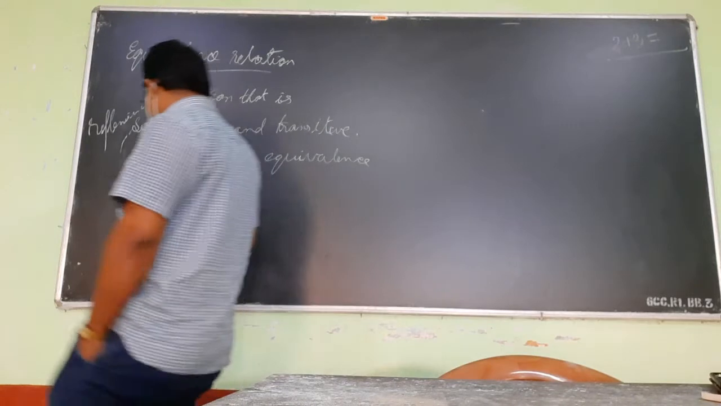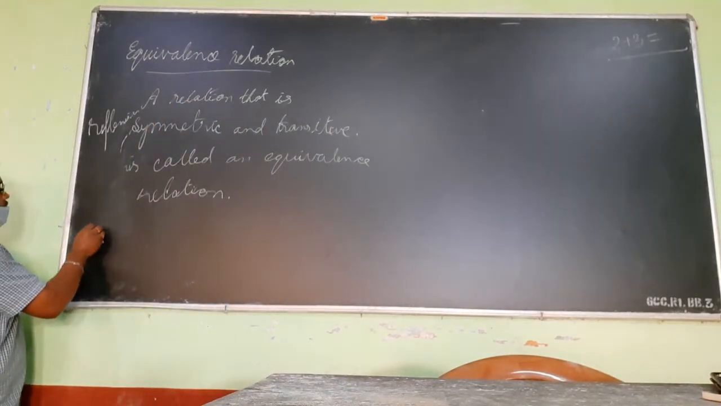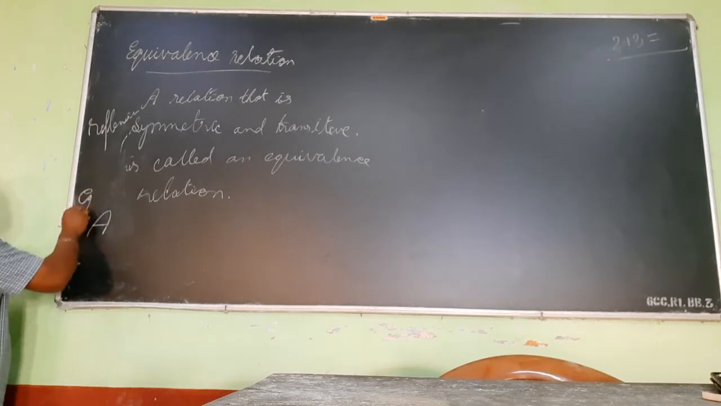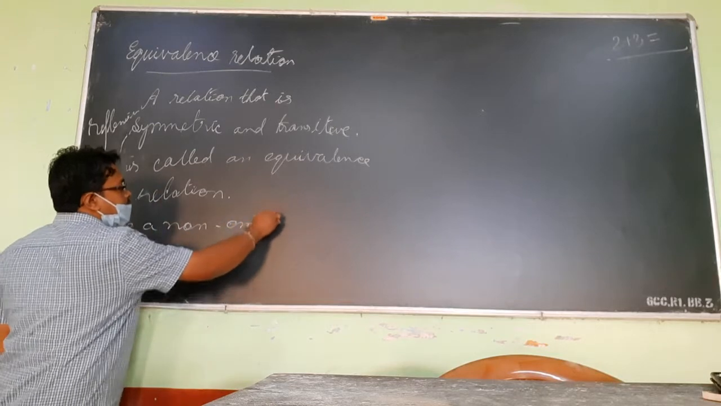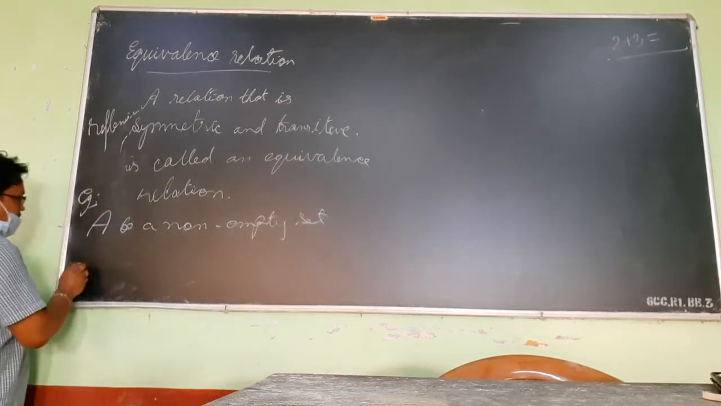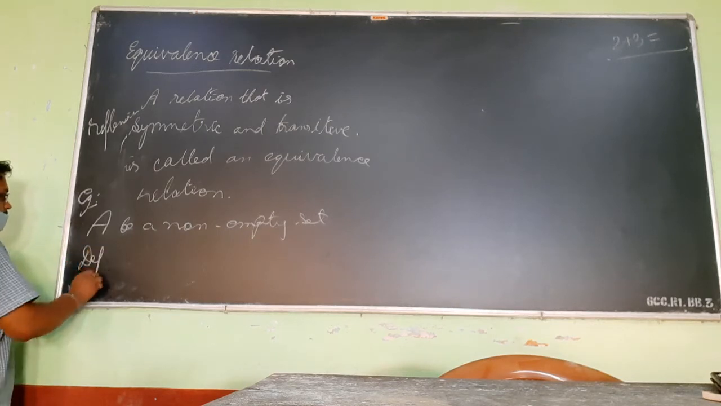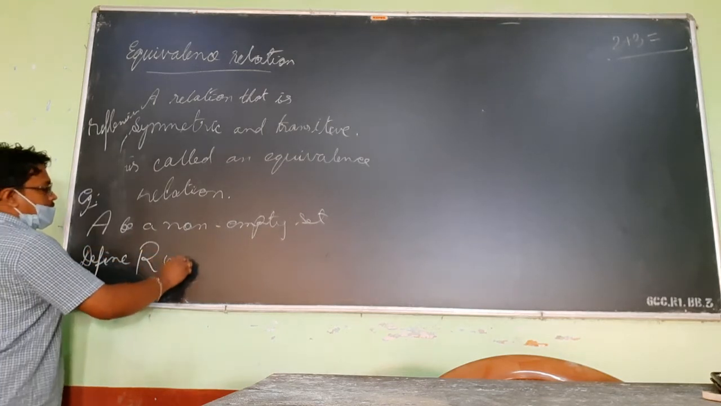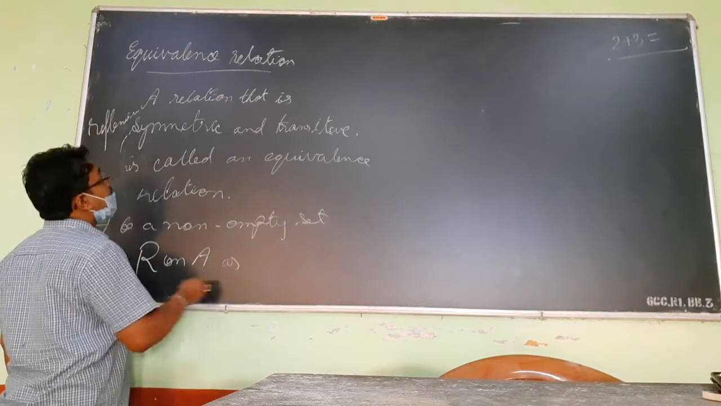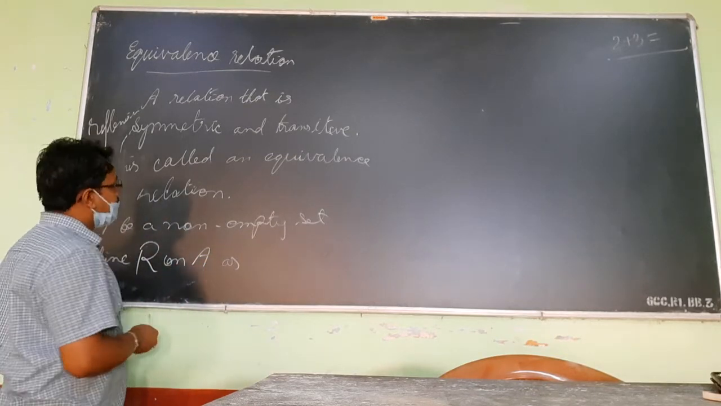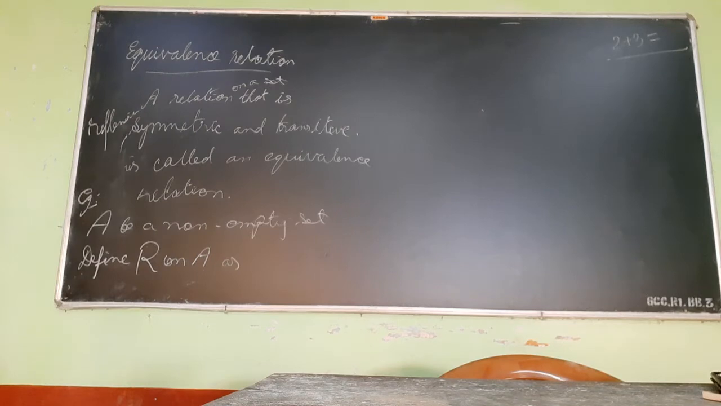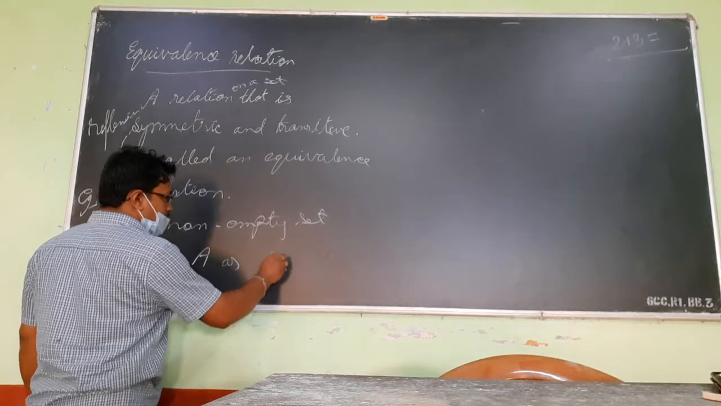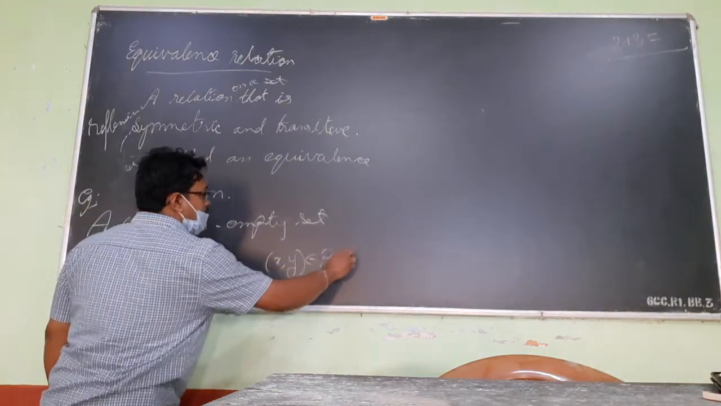So, what is the simplest example of an equivalence relation on a non-empty set? Let A be a non-empty set. Then we define R on A as what? A relation on a set. It should be on the same set. So we define R on A as: x comma y belongs to R if and only if.